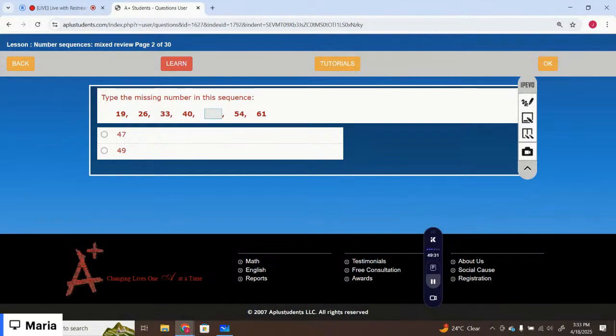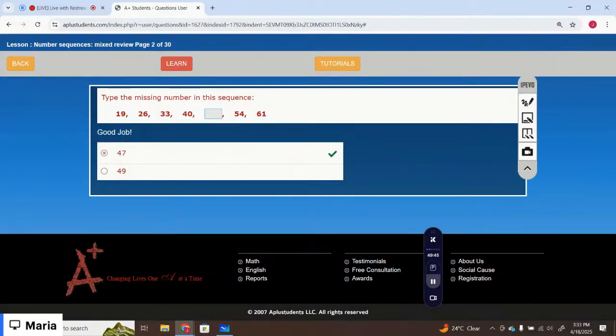Type the missing number in the sequence. 19 plus 7 is 26. 26 plus 7 is 33. So the missing number is 47. Option number 1 is the correct option.